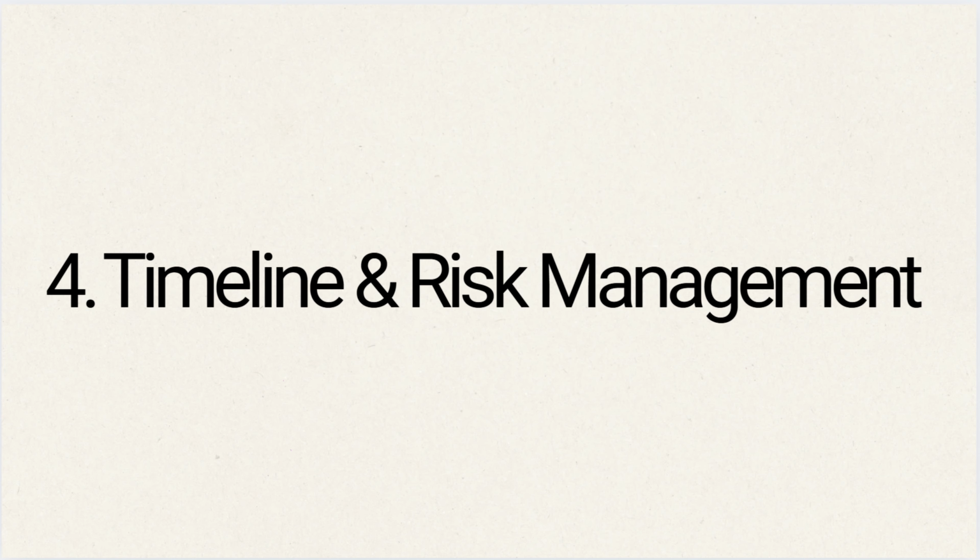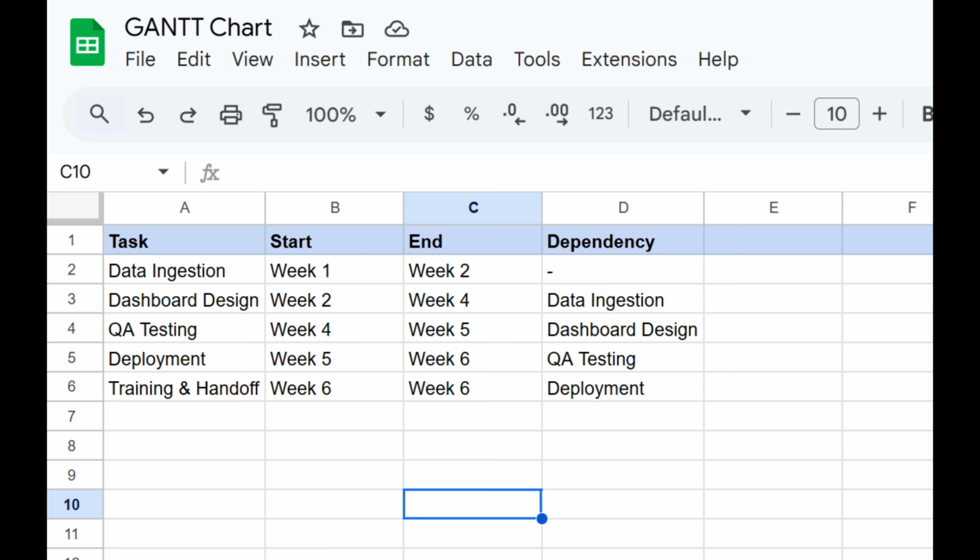Now that work is defined, let's focus on timing via the Gantt chart. Here's our example. We have columns: task, start week, end week, and the dependency. And we're also going to be proactively tracking our risk with our risk log.